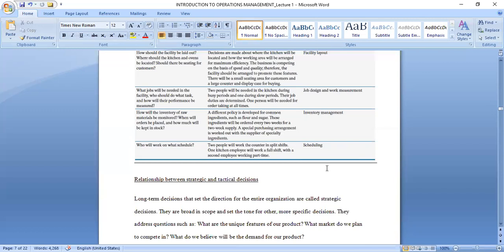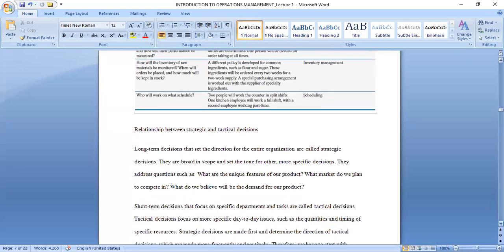And lastly, we have scheduling. Like we've already seen, scheduling involves making a rota, deciding which employee will do what and when. For example, workers might be arranged in shifts, where some are working during the day and some during the night. That is all about making decisions on scheduling.